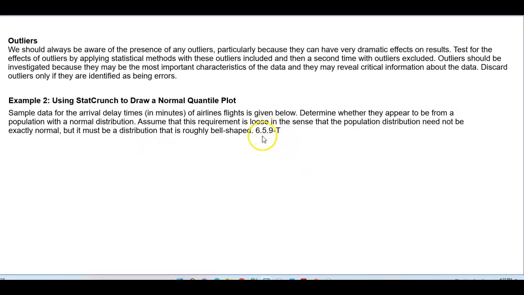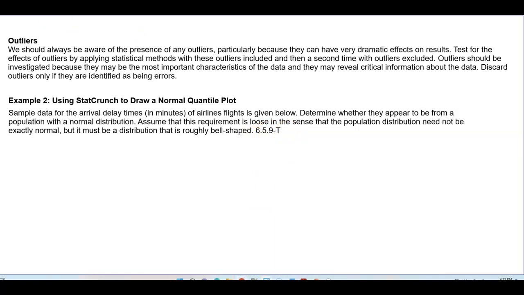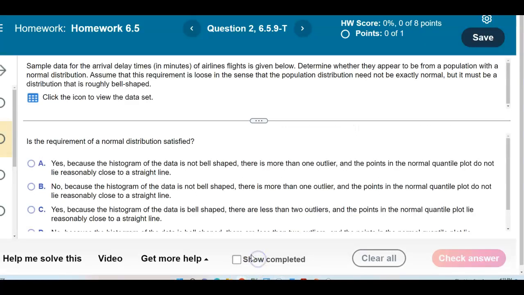So we're going to go ahead and take a look at 6.5.9-T. So I'm going to go ahead and open up this problem here. Okay, so here is the data. We want to try and find out whether this requirement of a normal distribution is satisfied. So what we want to do is we first want to find out what does the histogram look like, and then we want to create the normal quantile plot.